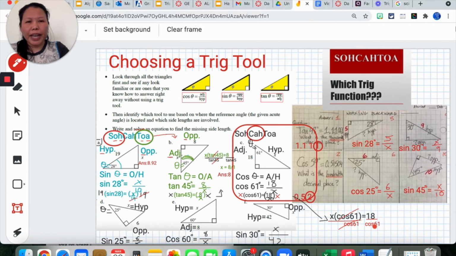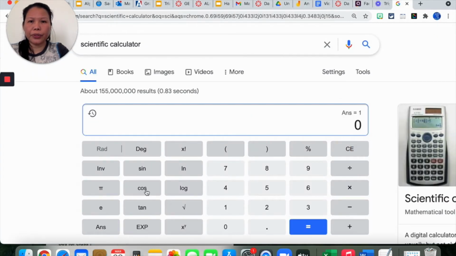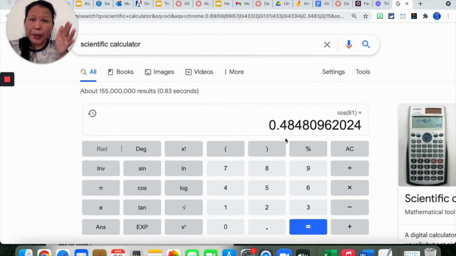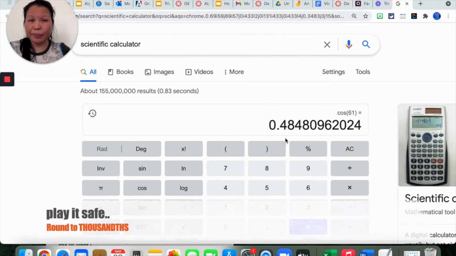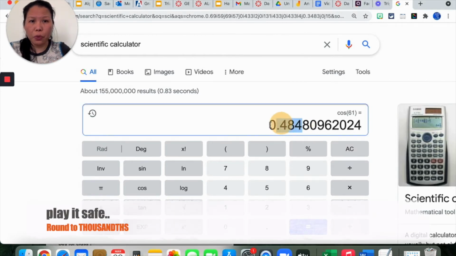I am going to find 18 dividing by cosine of 61. Zero point and a lot of numbers behind the decimal. How many numbers do I need to get? Well, the more you get, the more accurate your answer will be. But normally, if we don't have any preferred number of places, we will just use the thousandths place, 0.484. Looking at the number on the right, I get an 8 right behind the 4, so my 4 will add 1. I round it up. My answer will be 0.485.